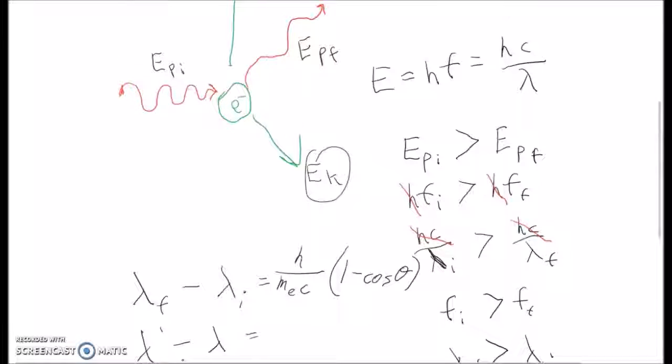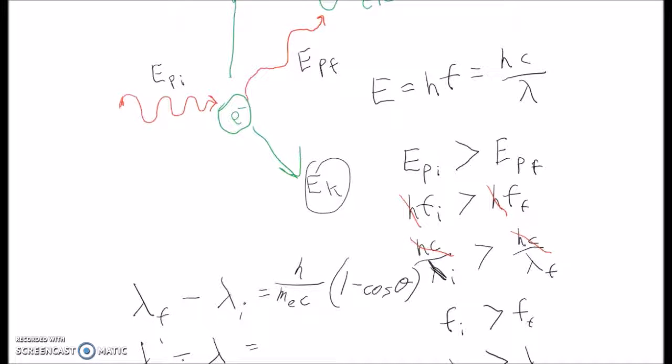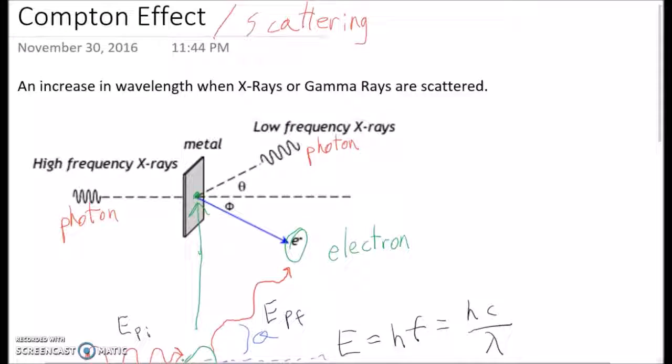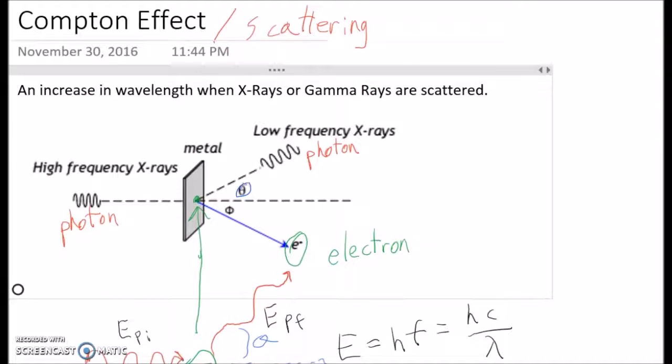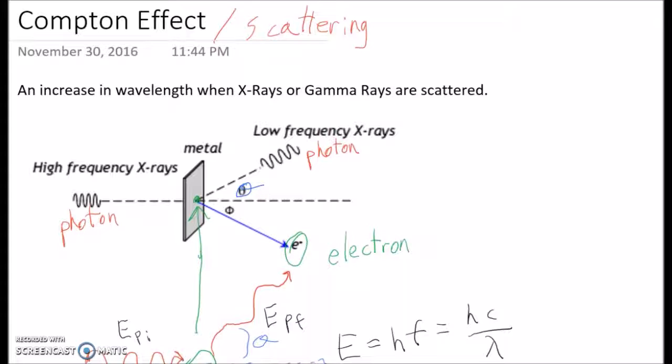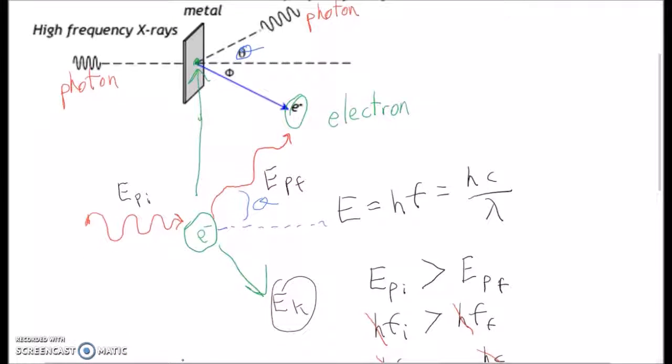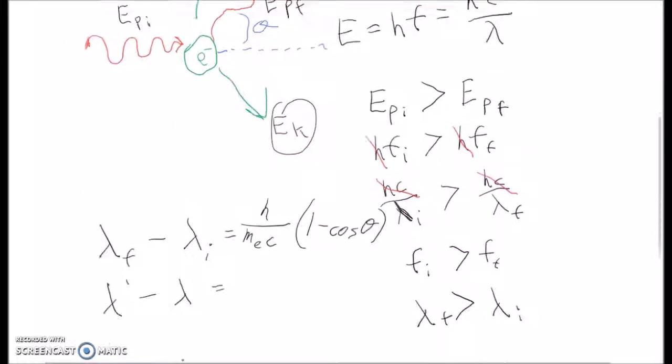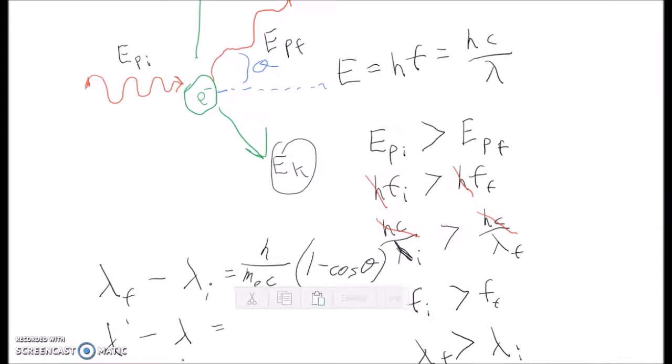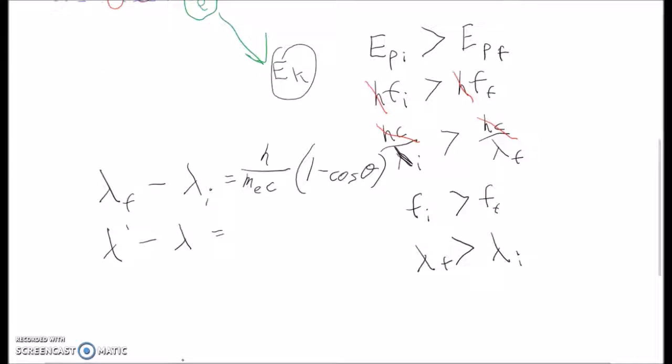What's that theta? If we look here, this would be your theta, or if we look here, this is your theta. It's the change in direction from the original direction of the photon. Originally it was coming in like this, straight, and then it changed, and now it's going like this. So that angle difference is theta. And that is our equation.